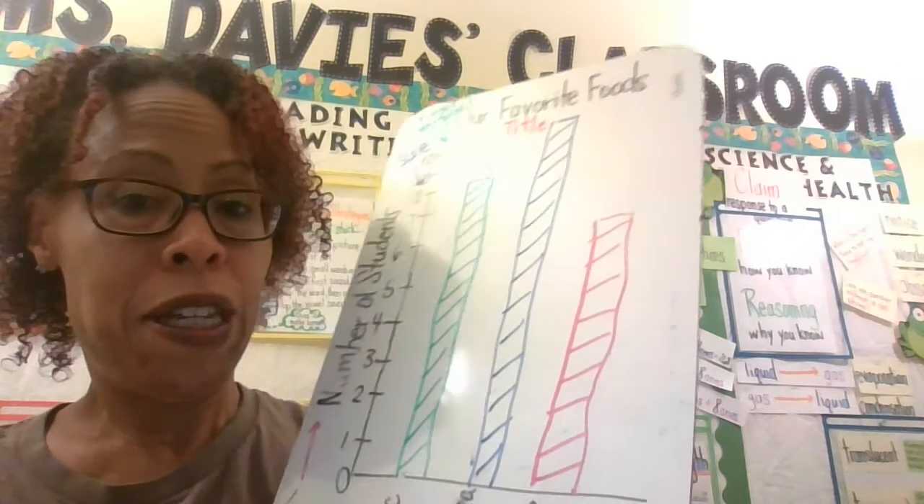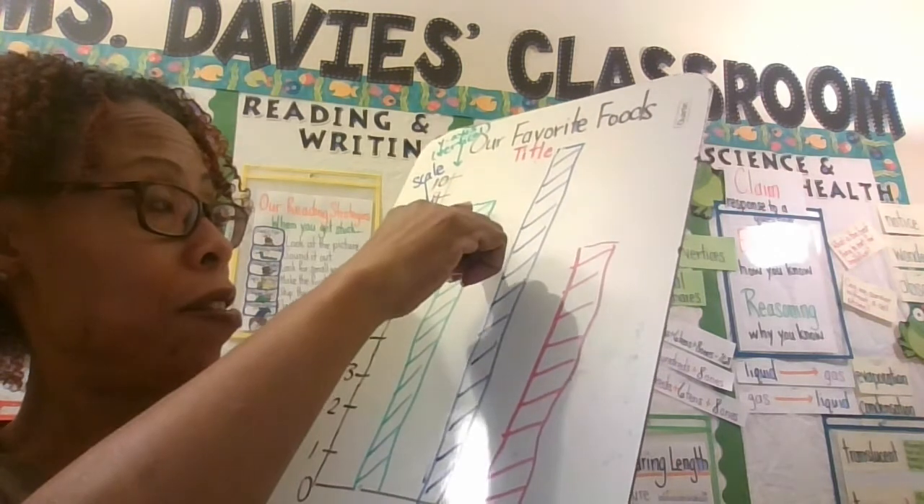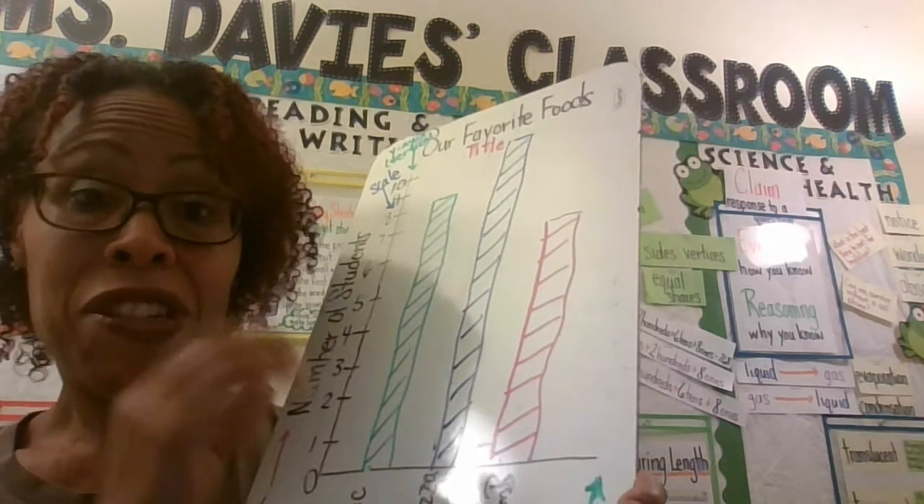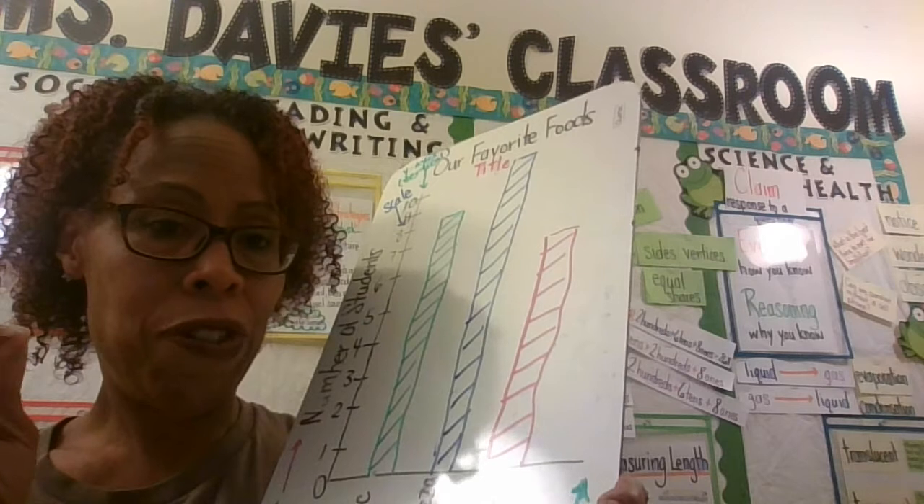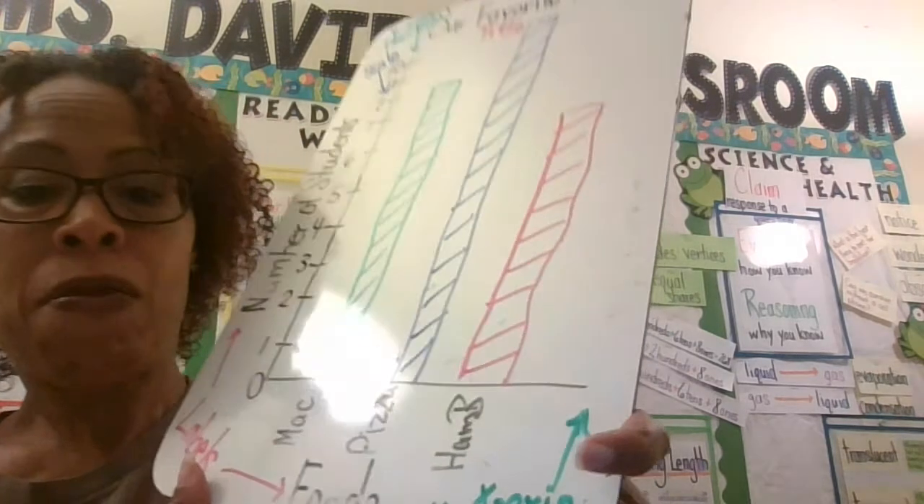Hamburger was the least, and we can say how many more people liked macaroni and cheese as their favorite than hamburger. So we have 8 and we have 6, so there's a difference of 2. Remember that word difference in subtraction? 8 minus 6 equals 2.